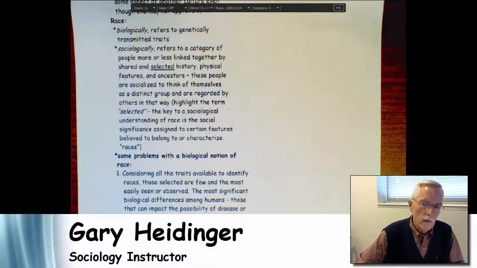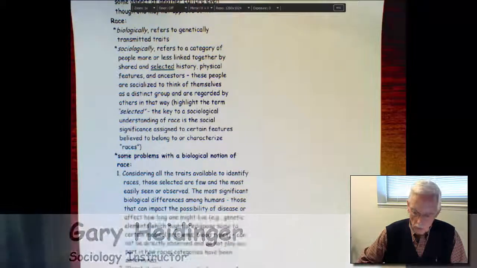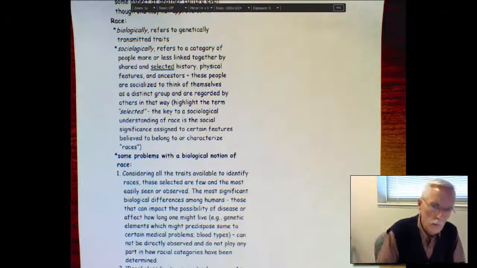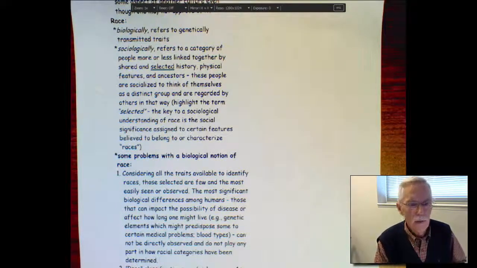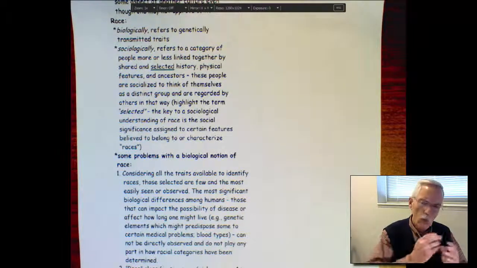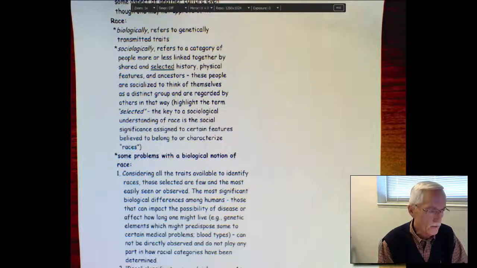Hi everyone. The topic of this lesson is race. Refer to pages 5 and 6 in your second study guide, and chapter 9 in your text will also provide you some useful information. Let's start with the basic question of what exactly is race?